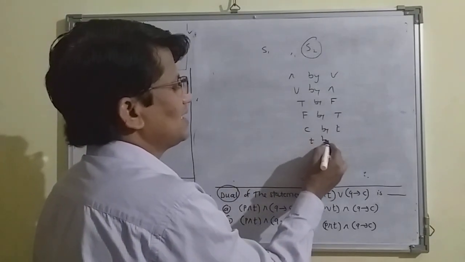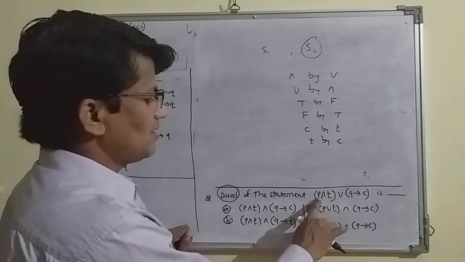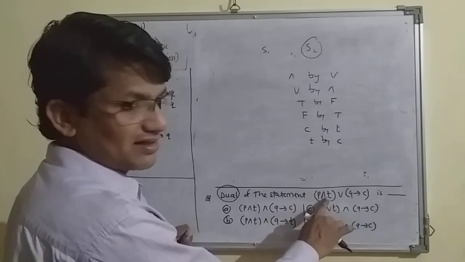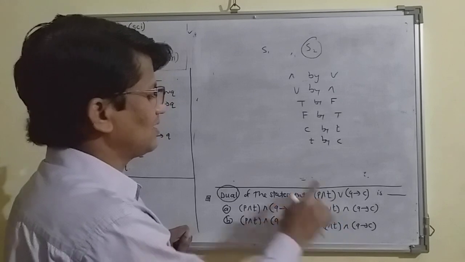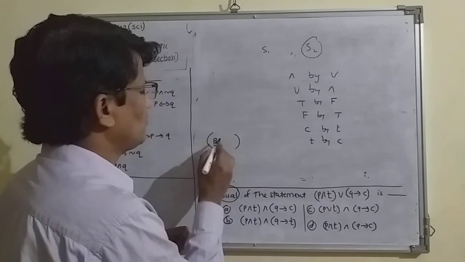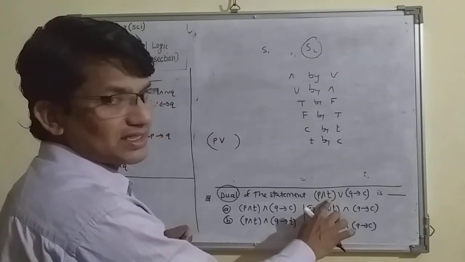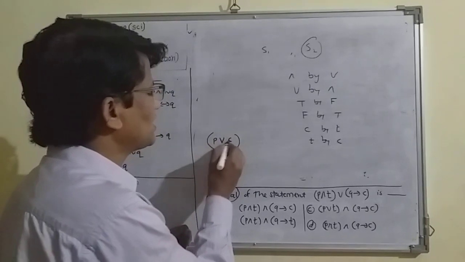And T by C. Just observe here. The dual of this statement is P and T. P and T, bracket is here. So P as it is, instead of and we have to use here or. T means a tautology, tautology replaced by contradiction.